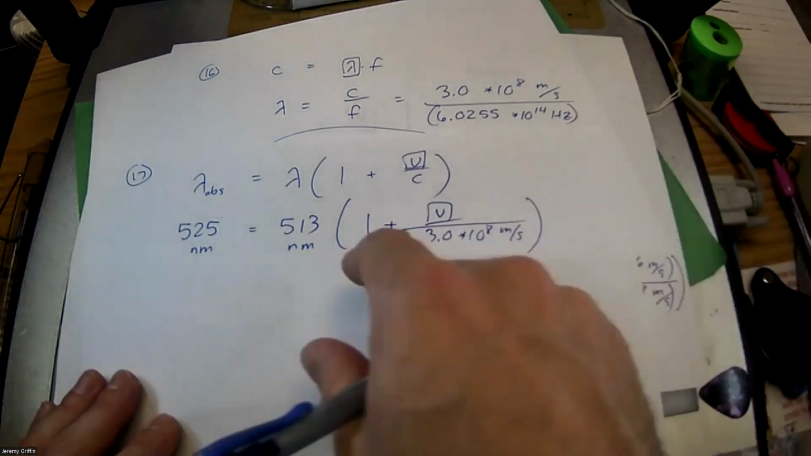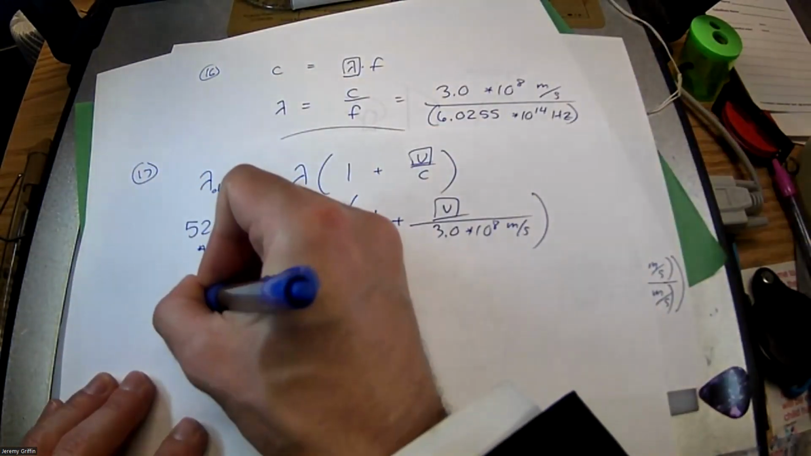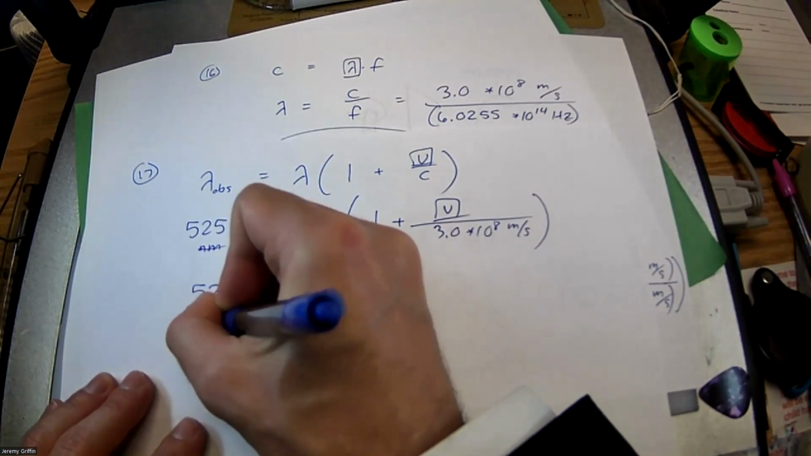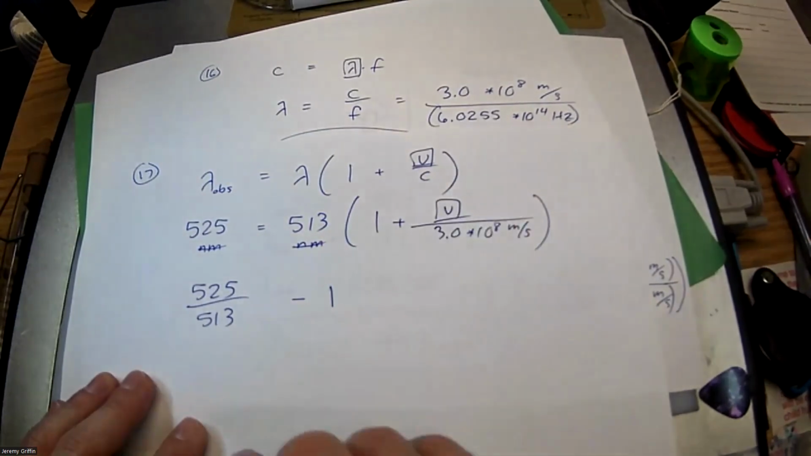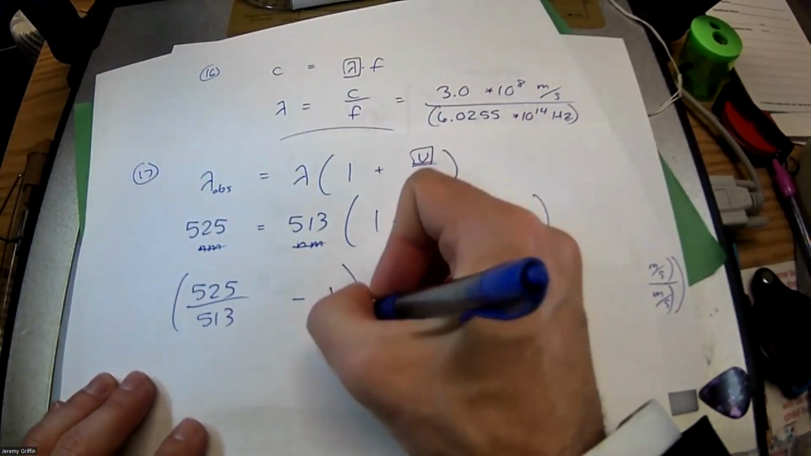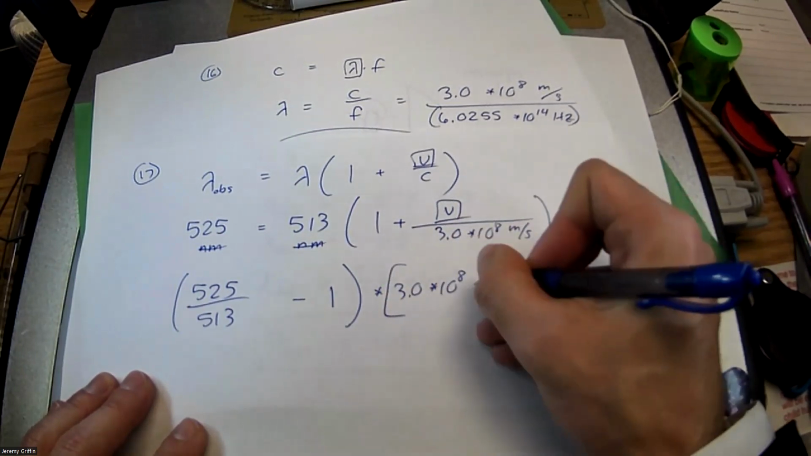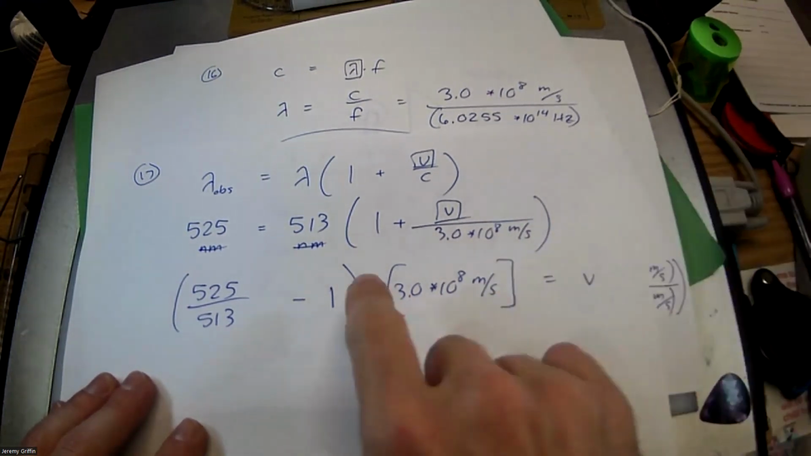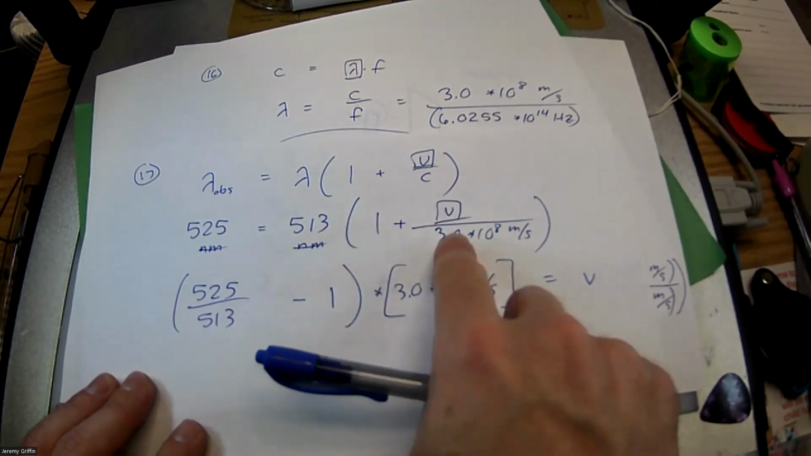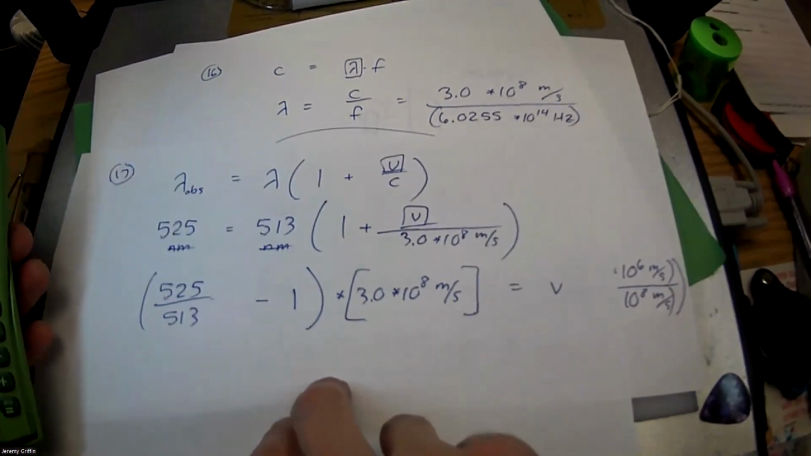After this is set up, the rest of this is algebra. So I'm going to divide by 513; the nanometers cancel. So I got 525 over 513. Then I'm going to subtract this 1. Then I'm going to multiply that all by 3 times 10 to the 8 meters per second. Just a few algebra steps there, right? But you guys have done so much algebra in this class at this point. Divide that, subtract that, multiply that. Boom, boom, boom. It's about 7 times 10 to the 6 meters per second.